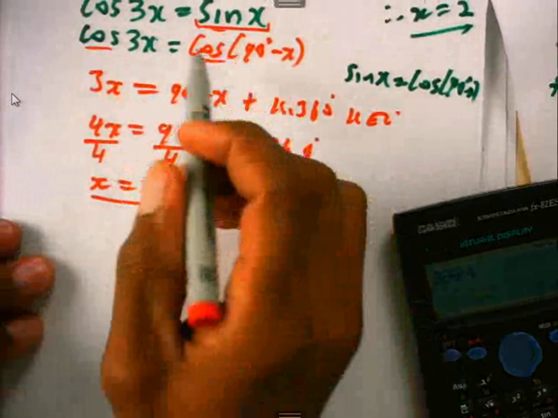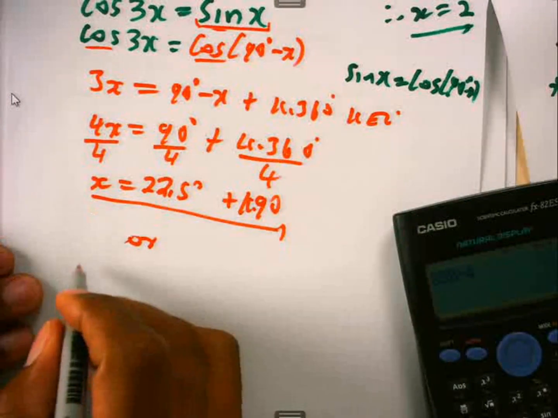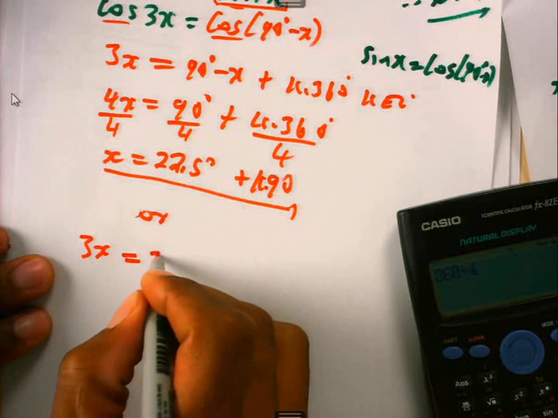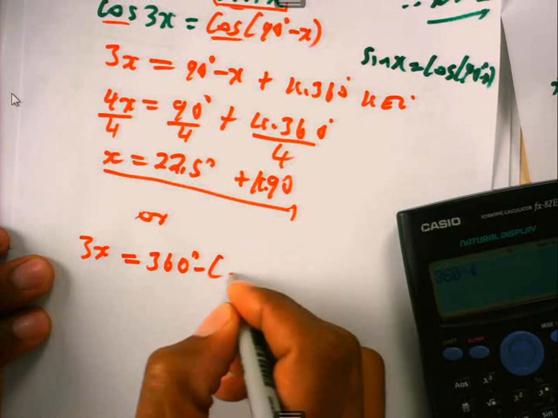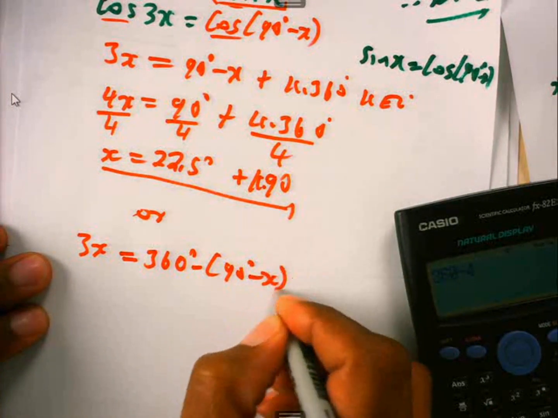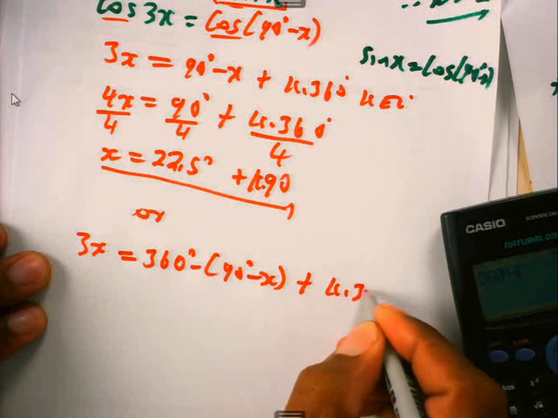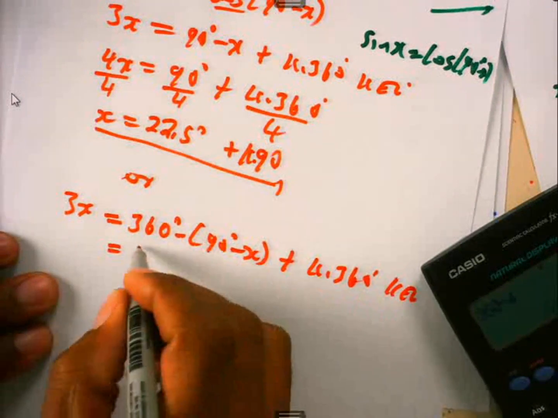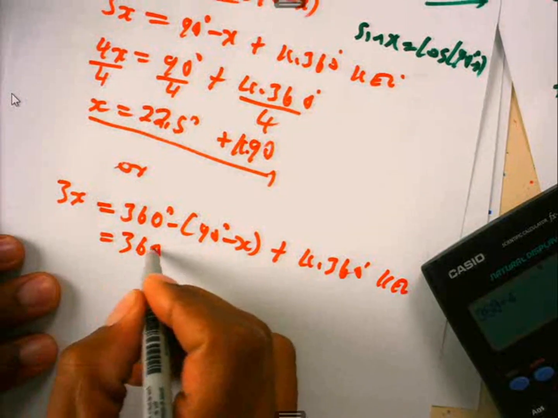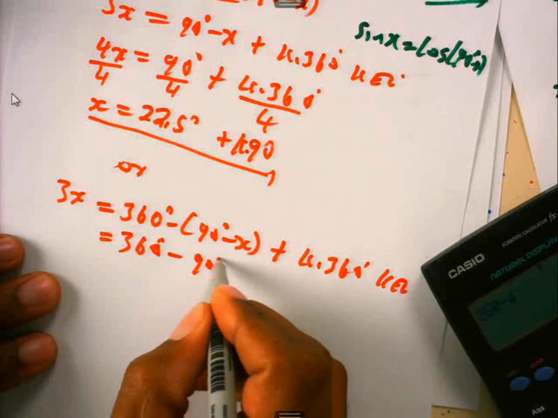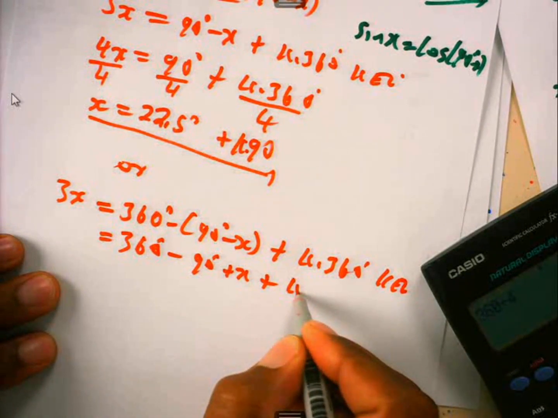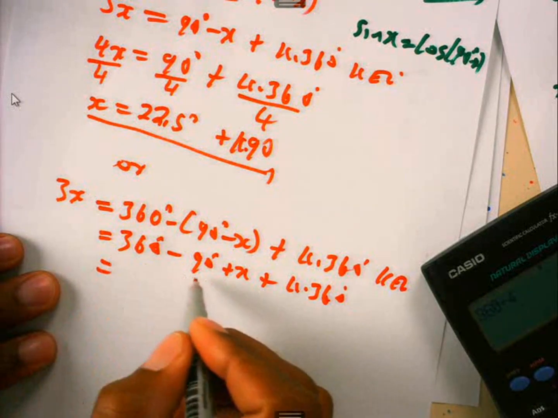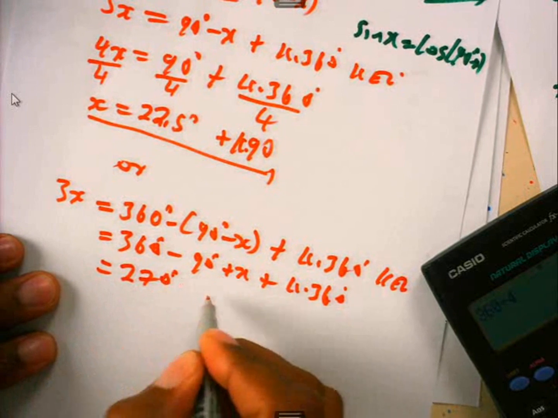The second one, where cos is positive, of course, it will be where? It will be in the fourth quadrant, where we have 3x equals 360 degrees minus (90 minus x), right? And then plus k times 360 degrees, where k is an element of the integers, right? Now, when I simplify this one, that is 360 degrees minus 90 degrees plus x plus k times 360.